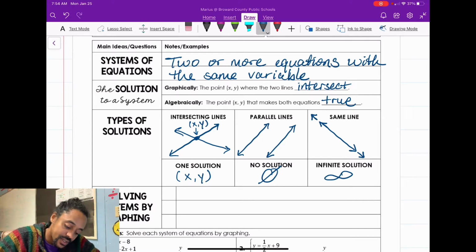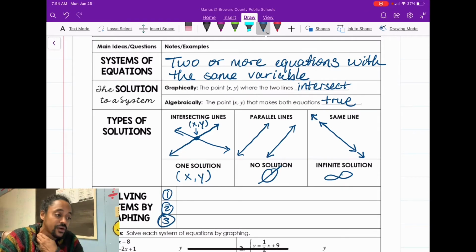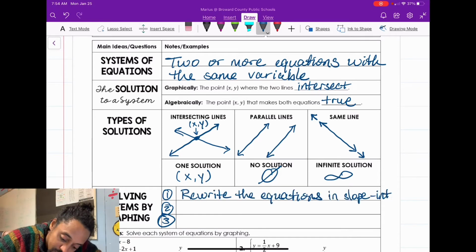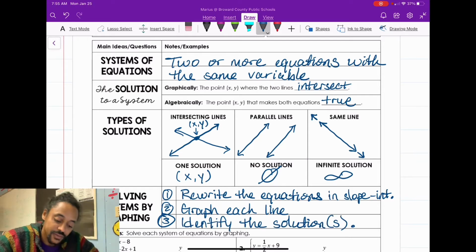Now, we have what we call steps to solving a system by graphing. Three simple steps. The first step is to rewrite the equations in slope-intercept form. The second step, we graph each line. And lastly, identify the solution or solutions. That's it, three easy steps. Rewrite each equation in slope-intercept form, graph each of the lines, and then identify the solution. So let's go ahead and take a look.